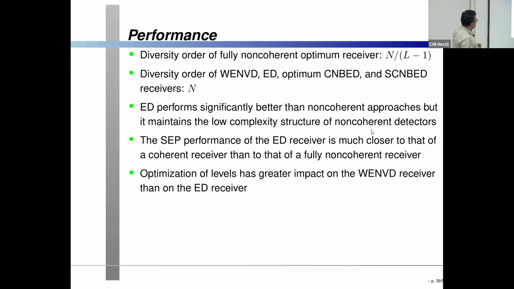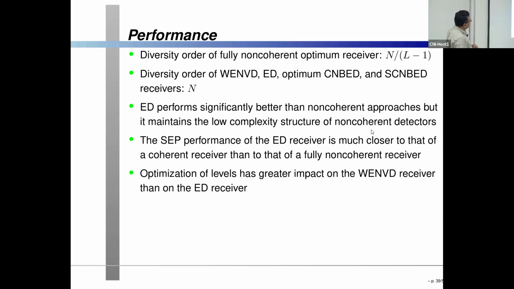You can't help it, even with the optimization of levels, everything, you can't do it. After all, you are doing a fully non-coherent receiver with one-sided ASK, what else better do you expect? You should be practical in your expectations. Now the interesting part is all these other receivers, WENVD, ED, and many of them. WNVD, optimum CNVD and suboptimum, all have diversity order n, full diversity order. That is the main advantage.